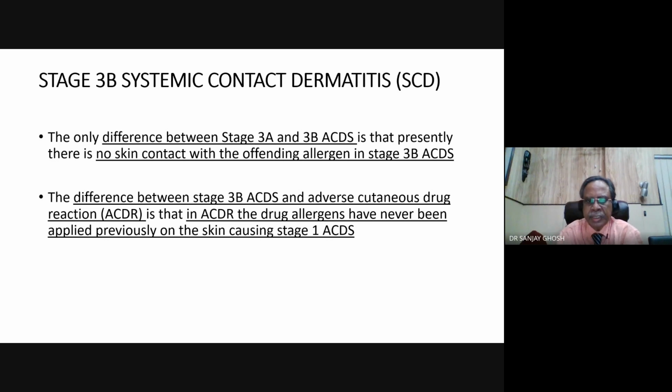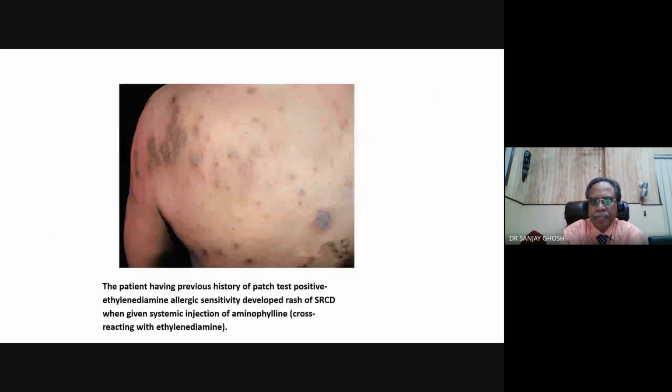And what is the difference between stage 3B ACDS, that is systemic contact dermatitis, and adverse cutaneous drug reaction? Here, the difference is that in ACDR, that is the drug reaction, previously there should not be a history of topical application of that drug anytime, causing stage 1 ACDS. If that happens, we should term it systemic contact or stage 3B ACDS, not ACDR.